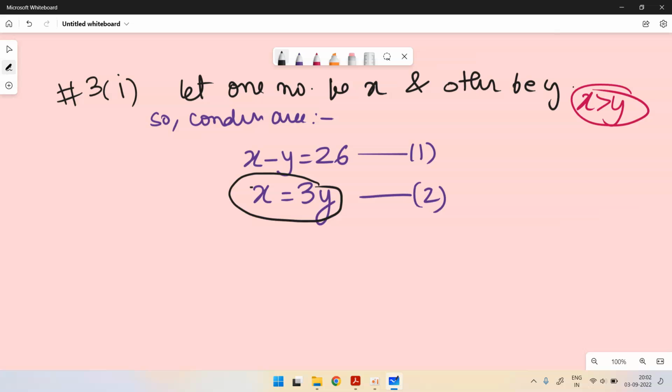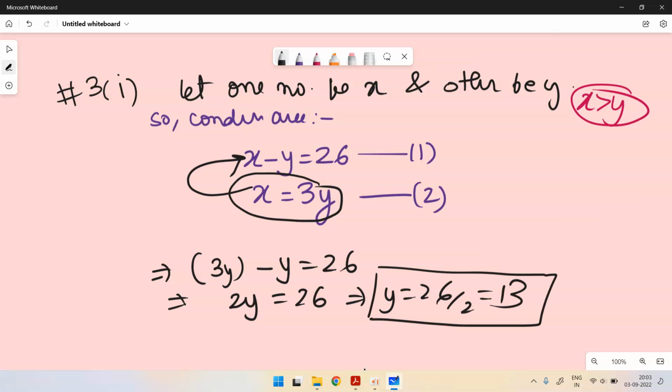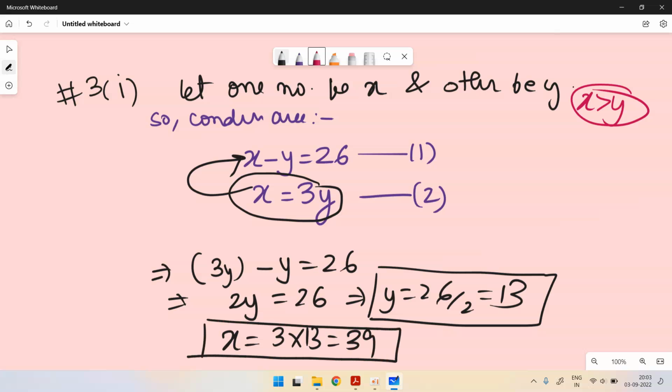So substituting this value of x in the first equation, x minus y is 26 becomes 3y minus y is 26, which implies 2y equals 26, so y equals 26 by 2, which is 13. If you substitute this value of y as 13, the value of x is 3 into 13, which is 39. So x is 39. If you subtract, x minus y is 39 minus 13, which is 26. Hence proved.